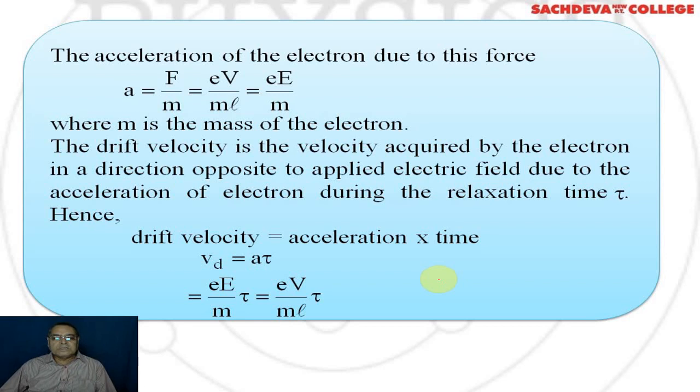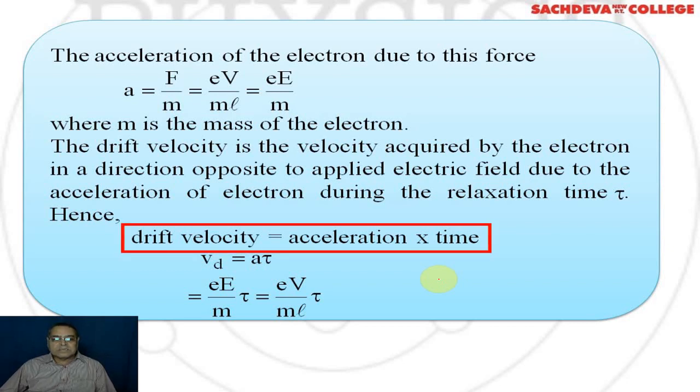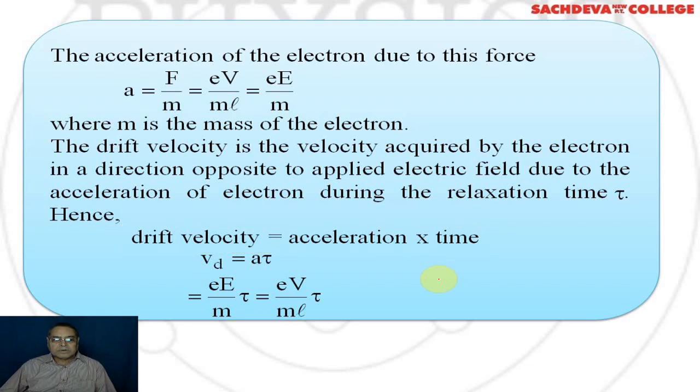The drift velocity is the velocity acquired by electrons in a direction opposite to the applied electric field due to the acceleration of the electron during the relaxation time tau. Hence, drift velocity is acceleration multiplied by time. Therefore, drift velocity is acceleration multiplied by relaxation time, which can be written as eE over m multiplied by tau, that is, eV over mL into tau.